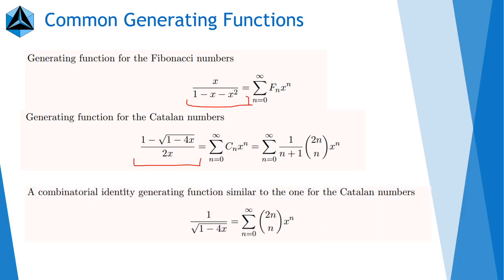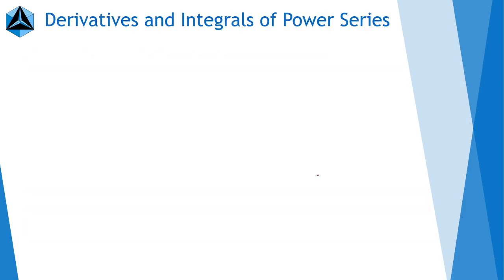And a combinatorial identity generating function, similar to the one used for the Catalan numbers. We'll actually be looking at this later in this lecture. 1 over root 1 minus 4x. There's actually a relation between these two, as you would imagine. They look very similar. So let's move on.